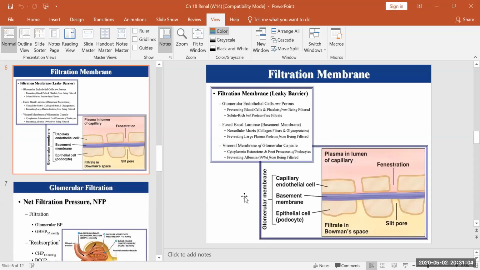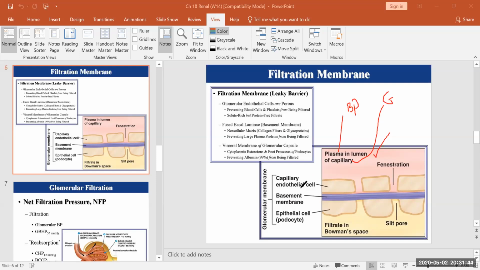Next item, the filtration membrane. This is the glomerular filtration membrane. On one side of the membrane, we have this part here. This is a capillary bed, so this is inside the glomerulus. So plasma in the lumen of the capillary. So plasma here, we're talking about blood plasma, to be correct. And the capillary, we are talking about the glomerulus, to be correct. Okay.